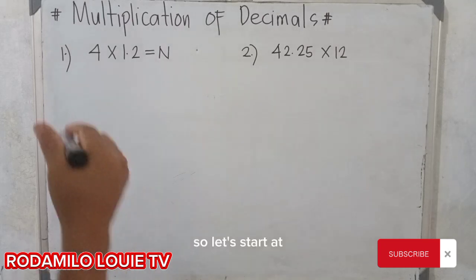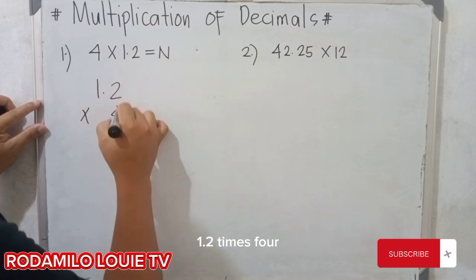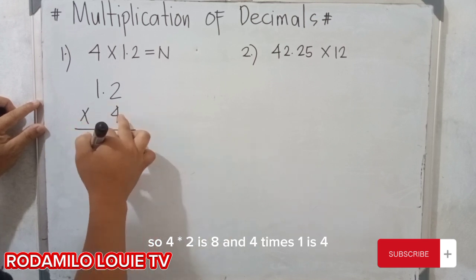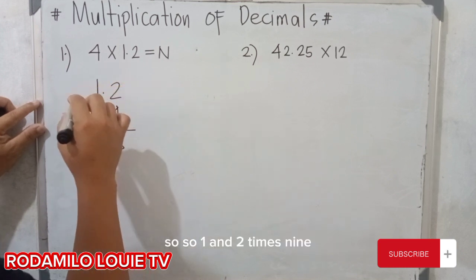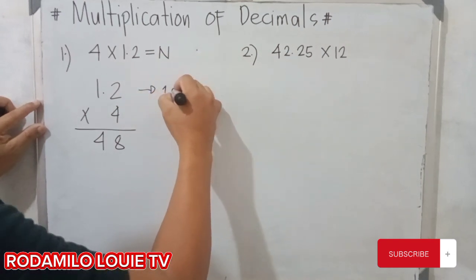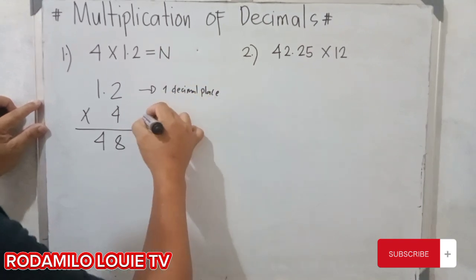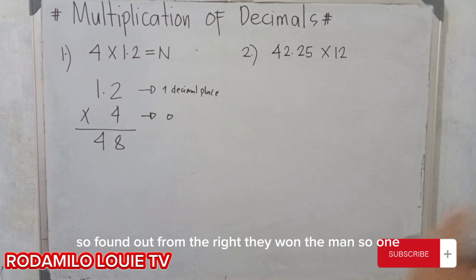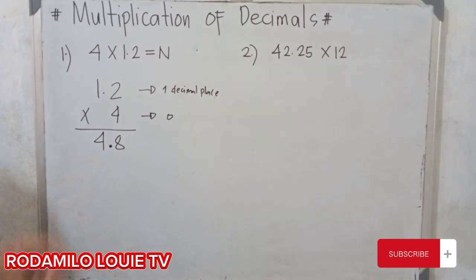Okay, so let's start with 1.2 times 4. So 4 times 2 is 8, and 4 times 1 is 4. So 1 and 2 tenths has 1 decimal place. The whole number 4 has 0. So count from the right, 1. So this is where our decimal point goes.